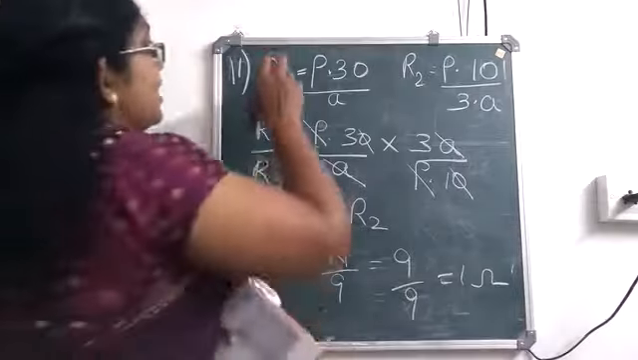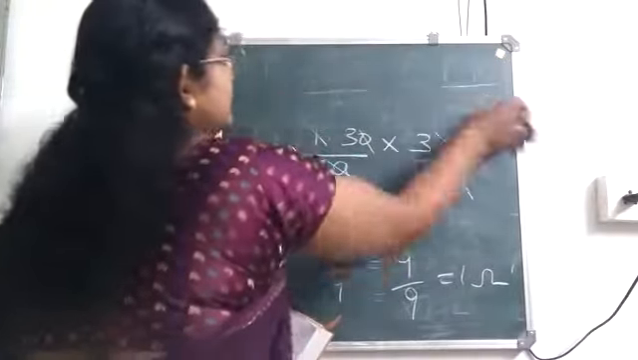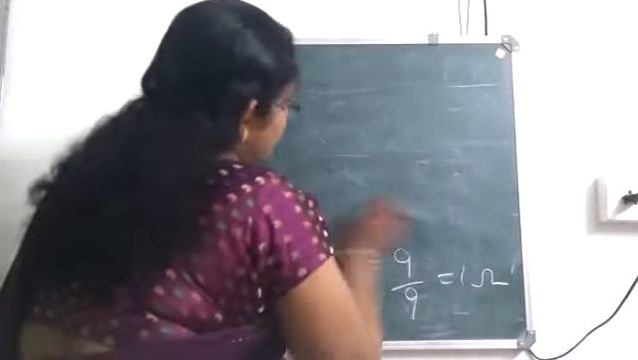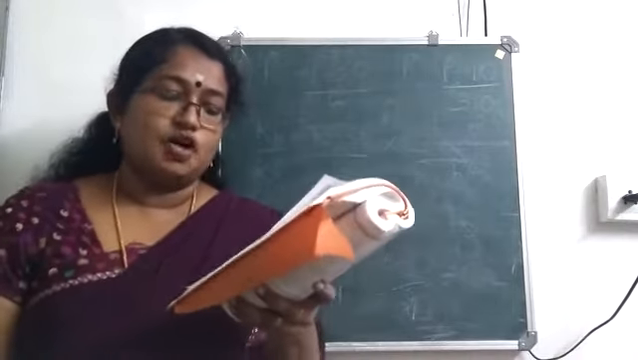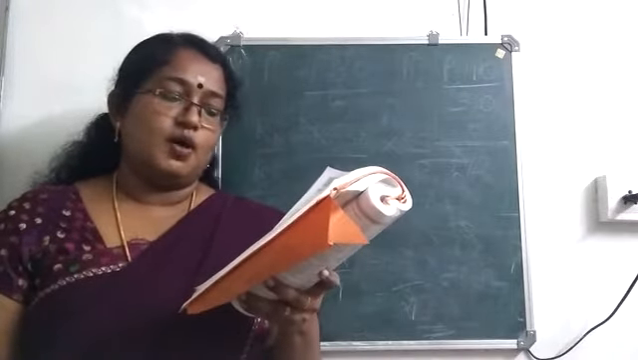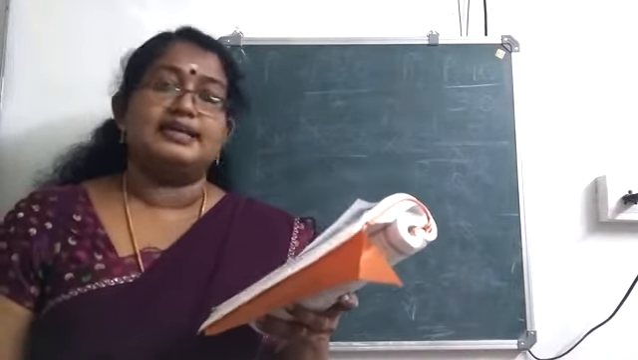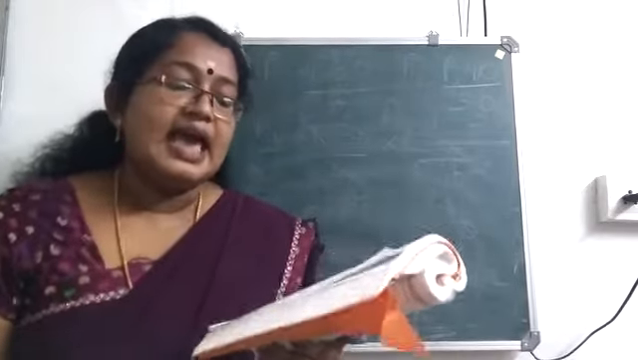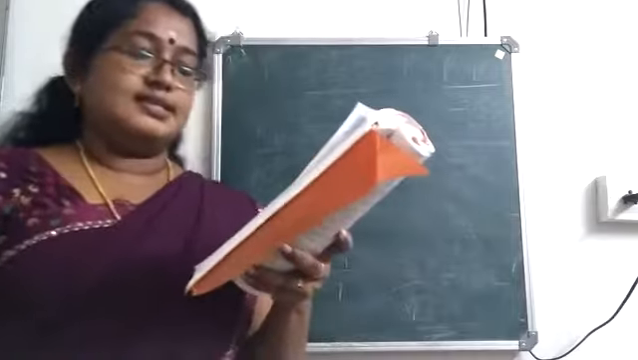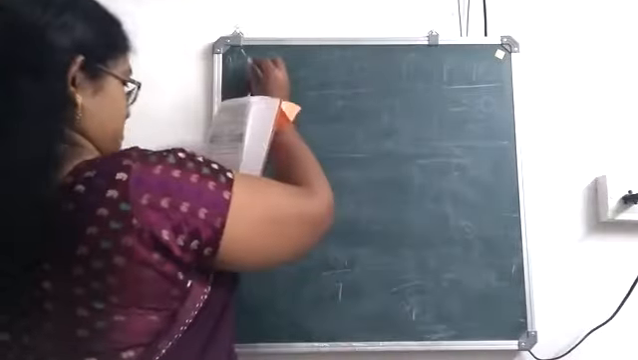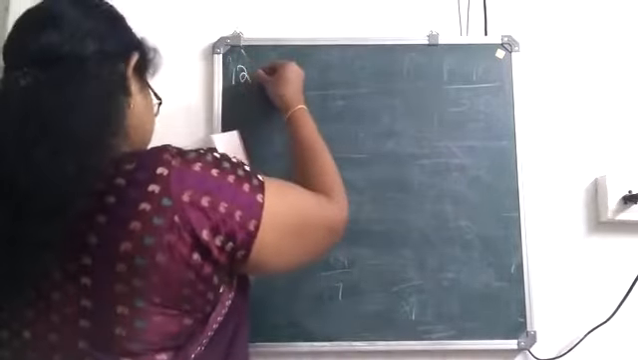Okay. Now we will move to question number 12. Question number 12 is a direct question. What length of copper wire of specific resistance 1.7 into 10 raised to minus 8 ohm meter and radius 1 millimeter is required so that the resistance is 1 ohm? Question number 12, isn't it?